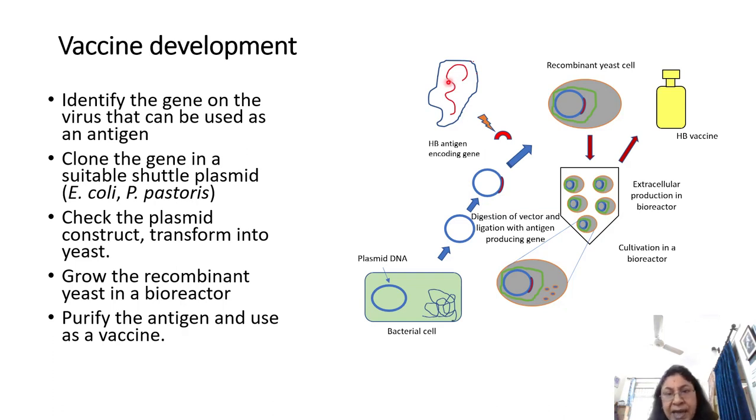So the entire gene of the virus can be sequenced, and then you know that there is only one particular gene which is coding for one protein, which will suffice as an antigen. Now in this case, since I'm giving you an example of hepatitis B, the viral DNA could be coding for a large number of proteins.